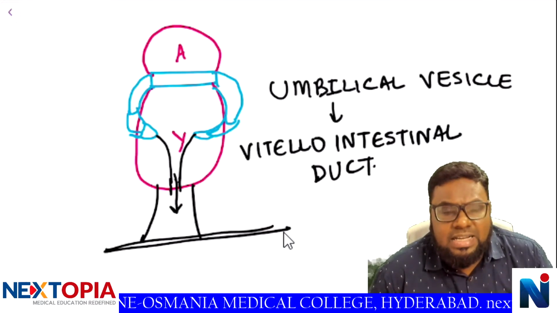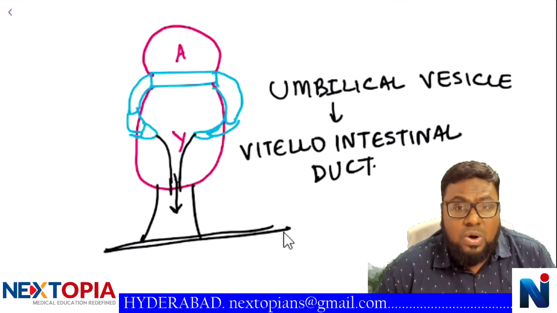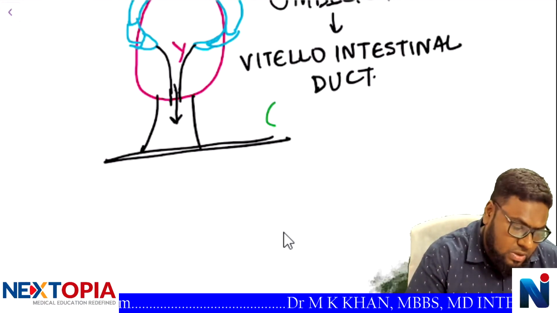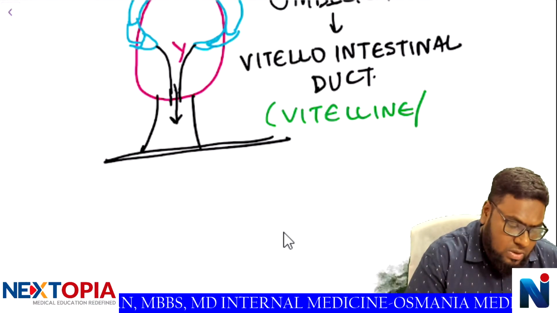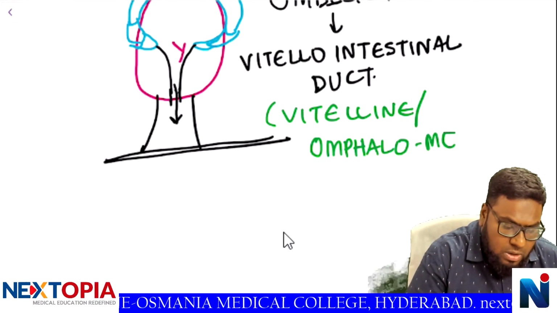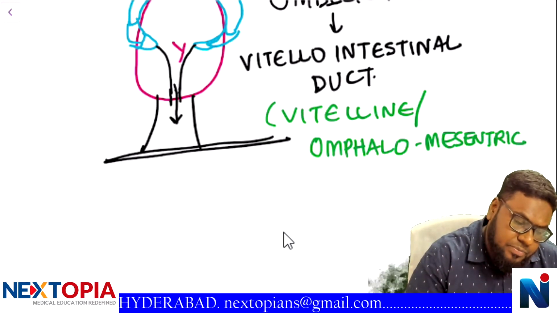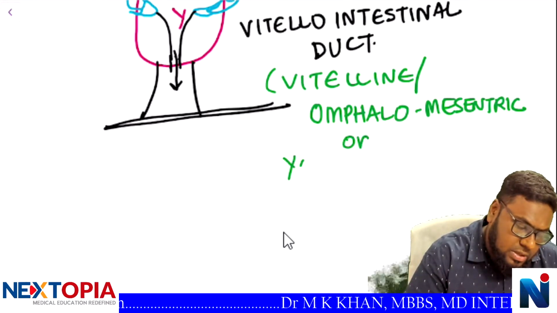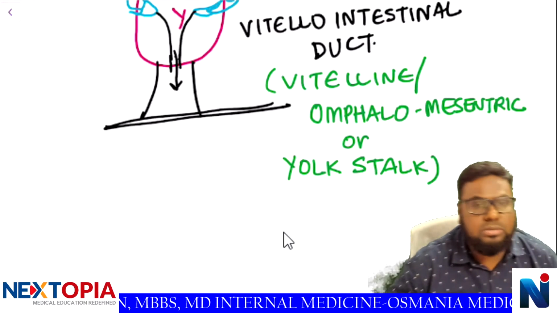This vitello-intestinal duct is also called the vitelline duct, also called the yolk stalk, also called the omphalomesenteric duct. Remember the other names. Omphalo means umbilicus, mesenteric means midgut, so omphalomesenteric duct, or it is also called the yolk stalk. All right, if you remember.